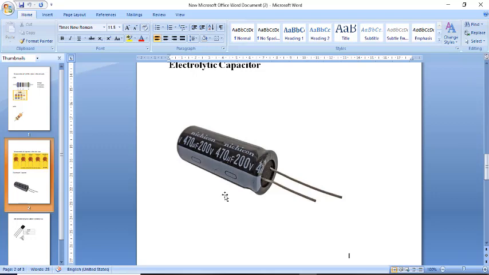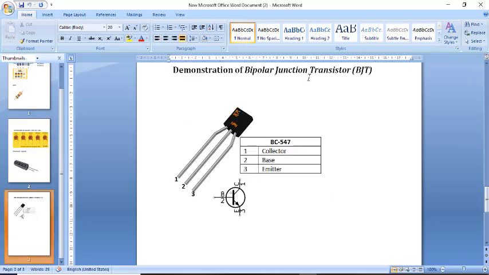Okay, now we move to the BJT, bipolar junction transistor. So we will deal with the BC547, and you have to identify emitter, base and collector. You can see that one surface is the flat surface, another side the rounded surface. We will give all the demo within a few seconds.